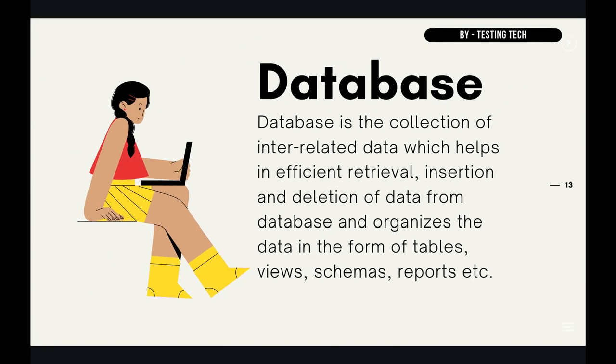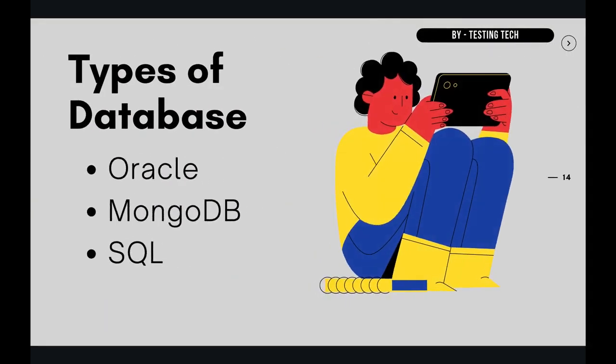Now let's discuss some database concepts. What is a database? A database is a collection of interrelated data which helps in efficient retrieval, insertion, and deletion of data from the database and organizes the data in the form of tables, views, schemas, reports, etc. Types of databases are Oracle, MongoDB, SQL.